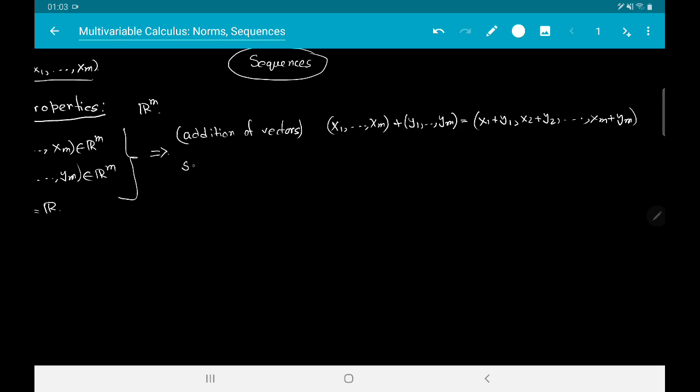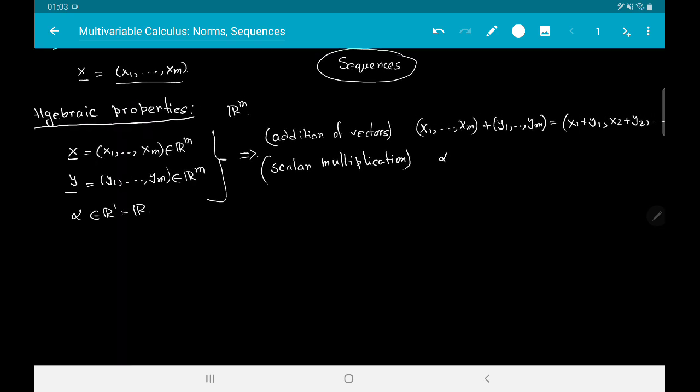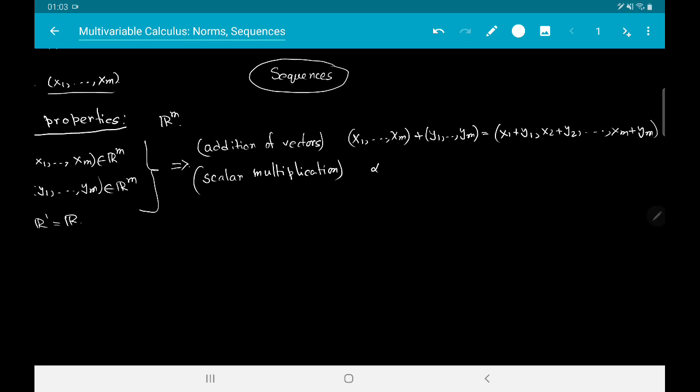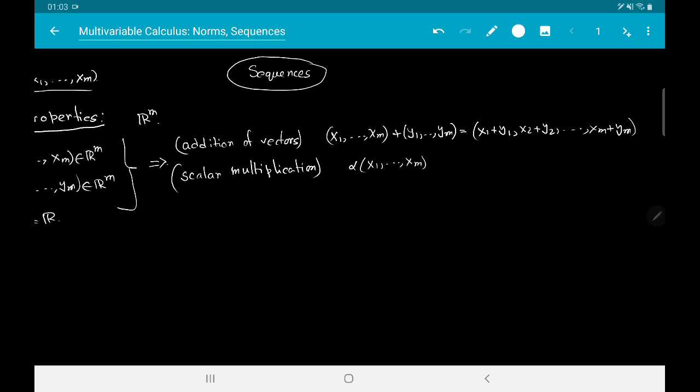And then we can do scalar multiplication. So what is scalar multiplication? Here I am going to take the real number that I have chosen, alpha, and multiply it by the m tuple x1, x2, up to xm. You can also do this to y1, y2, up to ym, or in general any vector in the Euclidean space. And what is the result? The result is given by alpha x1, alpha x2, till alpha xm. This process is called scalar multiplication.